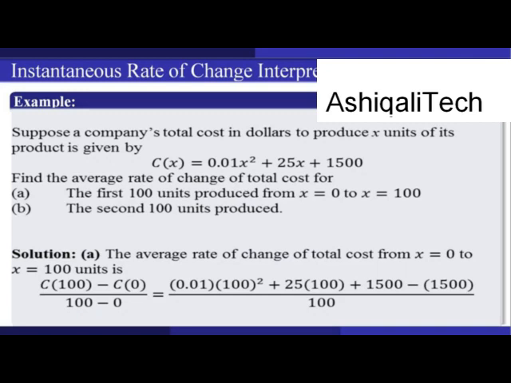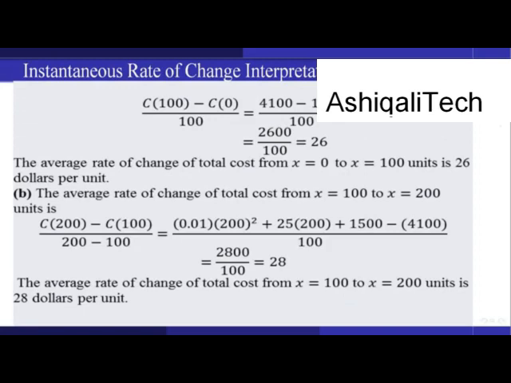First we solve the first part. The average rate of change of total cost from x is equal to 0 to x is equal to 100 units is given by C of 100 minus C of 0 divided by 100 minus 0. So we put the value of x is equal to 100, then we put the value of x is equal to 0, then we subtract and divide by 100. So we get 4100 minus 1500 divided by 100. After simplification, we get this equal to 26. Hence, the average rate of change of total cost from x is equal to 0 to x is equal to 100 is $26 per unit.